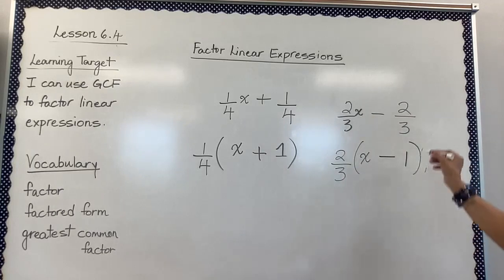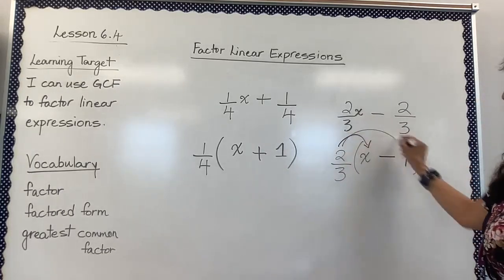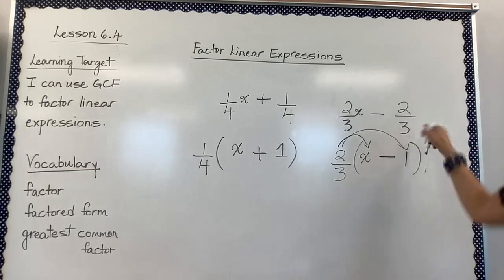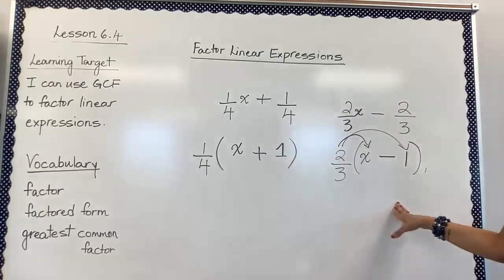All right, so if you think of the distributive property, this times this gives me 2/3 x. This times this gives me minus 2/3. All right, so this is the factored method of linear expressions.